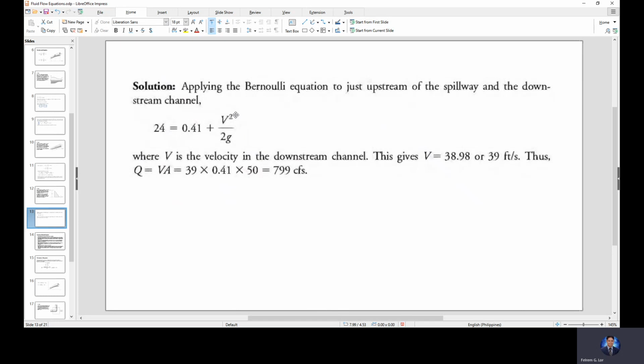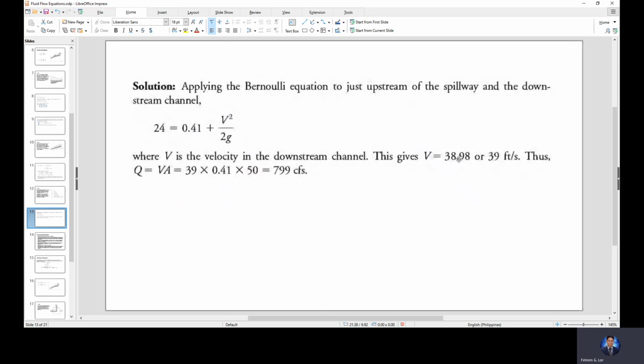So what is unknown in the equation is just the velocity, so we can solve for it. 24 minus 0.41 times 2 times g, that's 32.2. So the velocity is equal to 38.98 feet per second.